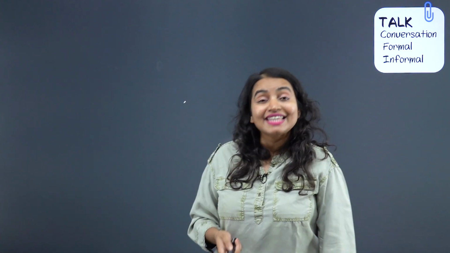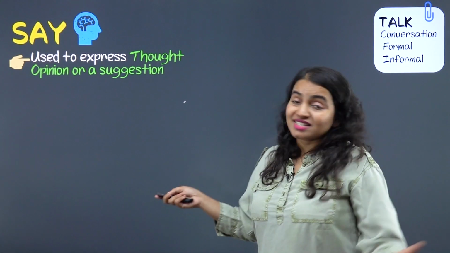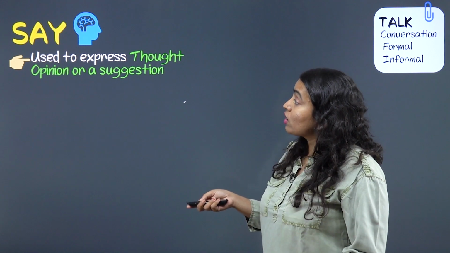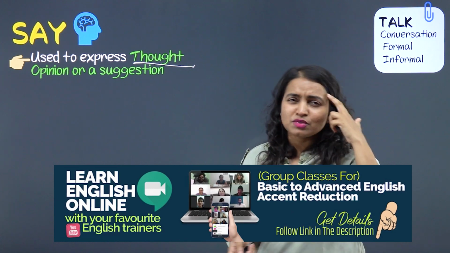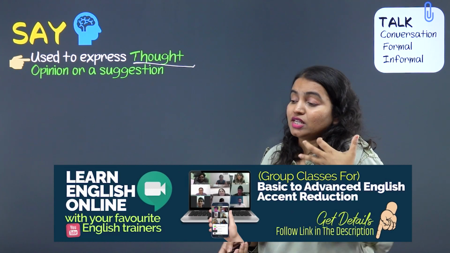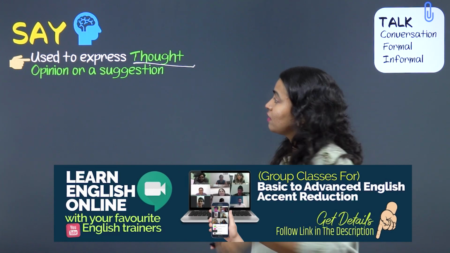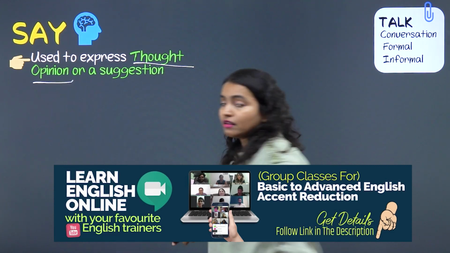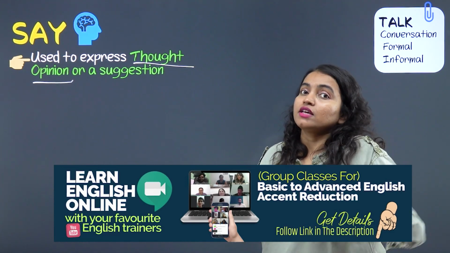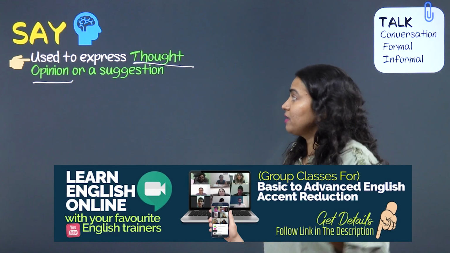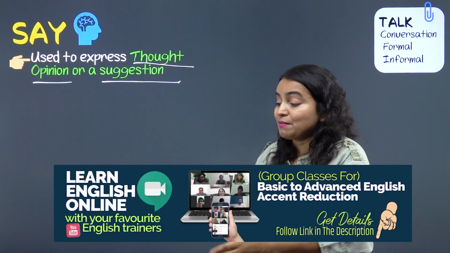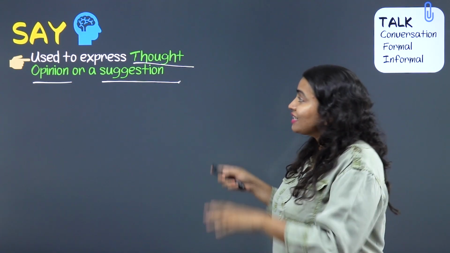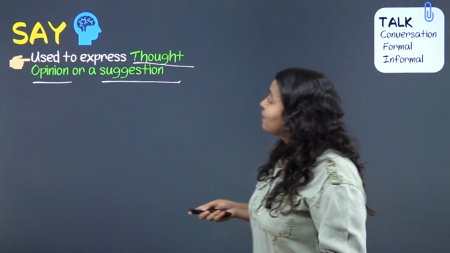Now let's talk about the next word, which is say. When is say used? Say is used when you want to express three things. Thought. Thought means what I think in my mind. Maybe I haven't really said it, but it's a thought in my mind. Or an opinion. Opinion means what I feel. It's just my opinion. Or a suggestion. Suggestion meaning I'm telling someone, I'm giving someone advice. Okay, so let's see how we can use each of them.